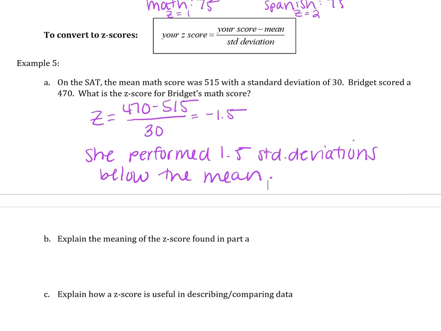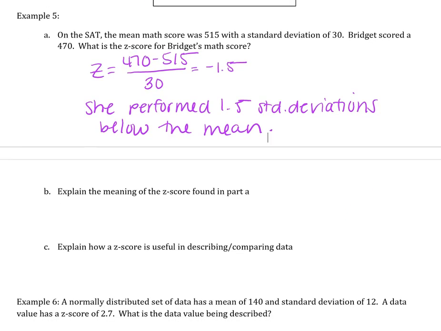Okay, so I just kind of put what would be on the next page for B, explain the meaning of her z-score, and that's what that means. So explain how a z-score is useful in comparing or describing data.